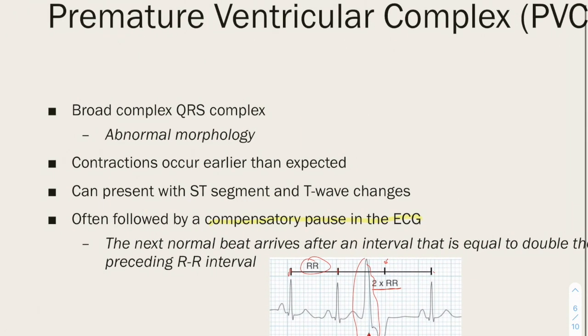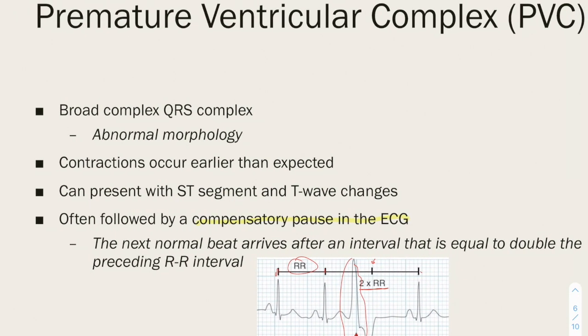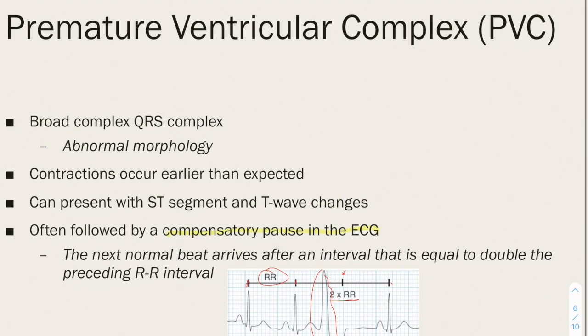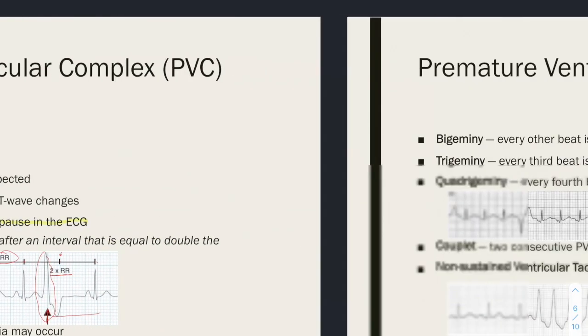And just the way that we have forward conduction through the AV and His-Purkinje system, if there are ectopics firing at other loci in the heart, you can get retrograde conduction back into the atria as well, especially with PVCs.